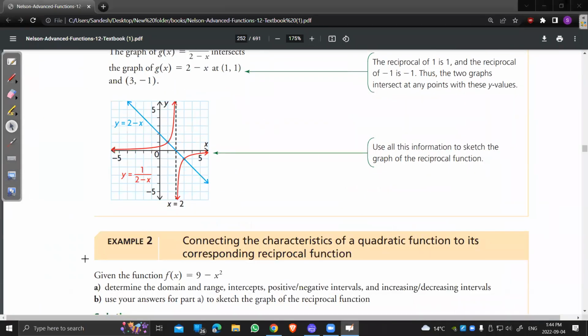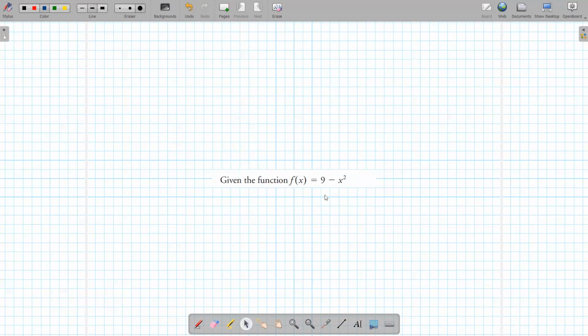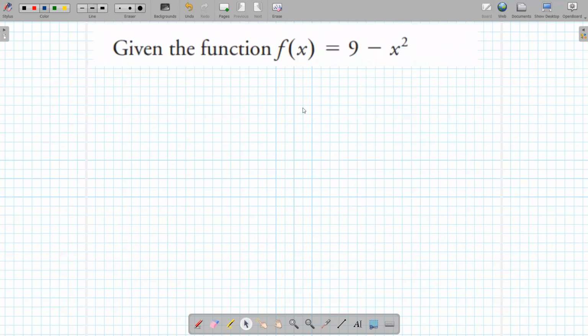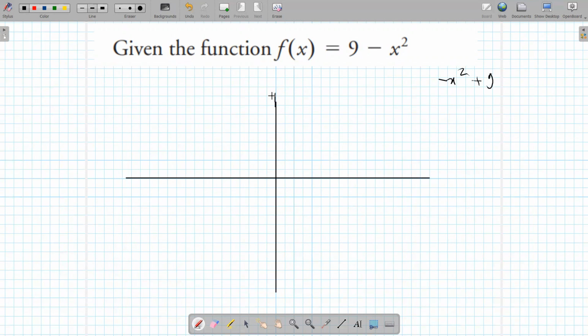All right, what about now? Let's take this up a notch. So far we've done linear functions. Now let's do the reciprocal of a quadratic function. Again, not much changes. The logic is the exact same, but you need to be able to graph the degree 2 polynomial. I'm going to rewrite this as negative x squared plus 9. So that means it's a parabola that has a y-intercept at 9.